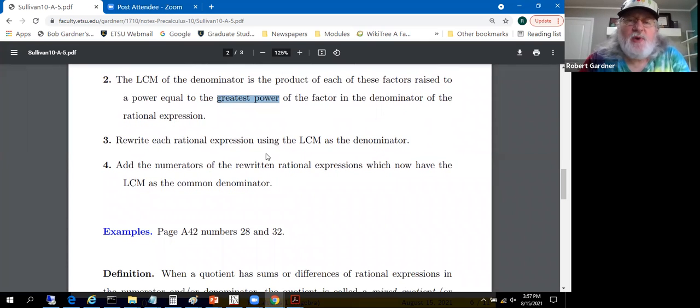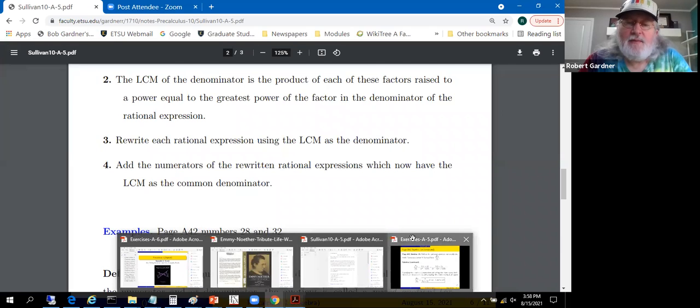Rewrite each rational expression using the least common multiple as the denominator. So here, this is where you're producing the common denominator. Add the numerators of the rewritten rational expressions, which now have the least common multiple as the common denominator. So you're factoring, you're finding a least common denominator and forcing that on the fractions and then adding them. Fractions, rational expressions. Let's look at 2 examples of that.